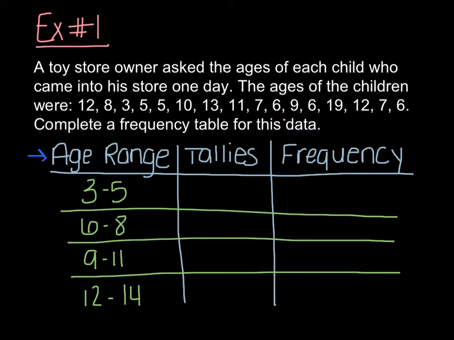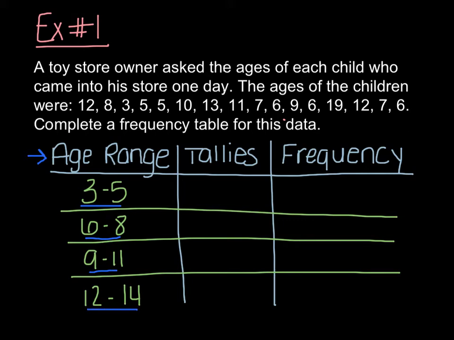Now, I don't want to plot every single one of those points. That would be a lot to do. So what we do is we kind of make groups. So I grouped the ages 3 to 5. So any kids that are between 3 and 5, so that would be 3, 4, and 5, would all get put together in this group. Then ages 6 to 8, ages 9 to 11, and ages 12 to 14.